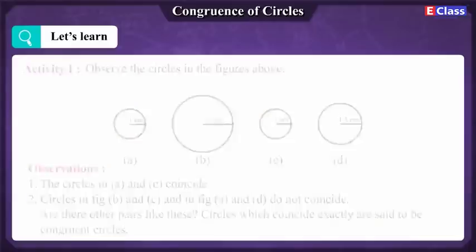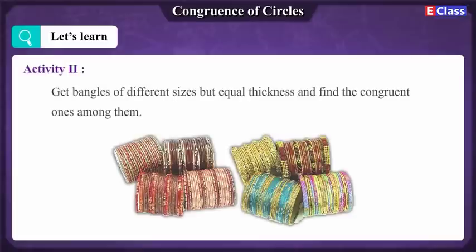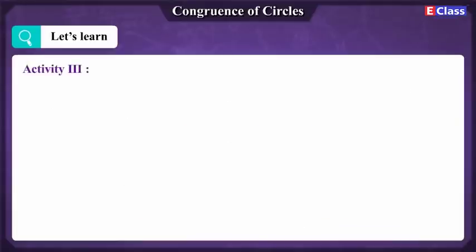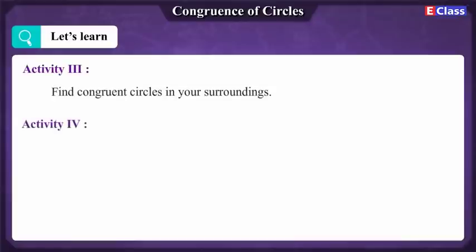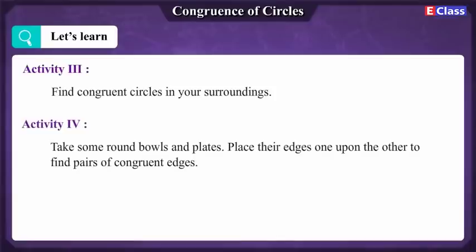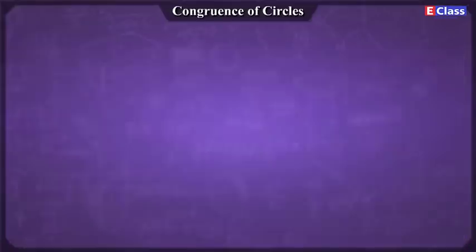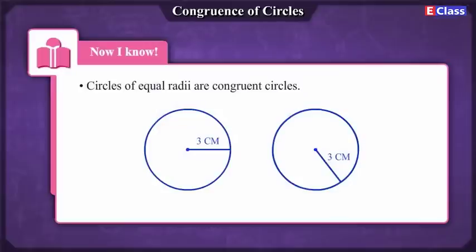Activity 2. Get bangles of different sizes but equal thickness and find the congruent ones among them. Activity 3. Find congruent circles in your surroundings. Activity 4. Take some round bowls and plates. Place their edges one upon the other to find pairs of congruent edges. Now I know. Circles of equal radii are congruent circles.